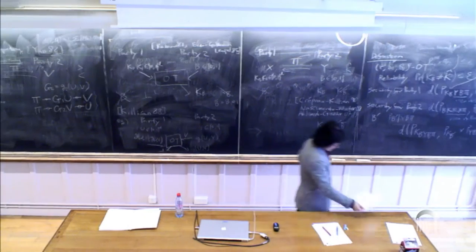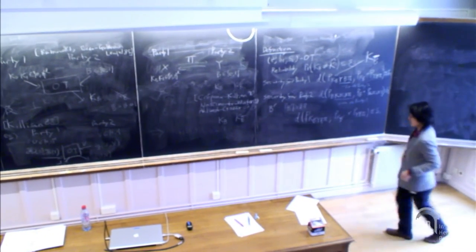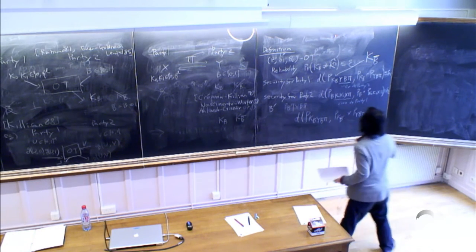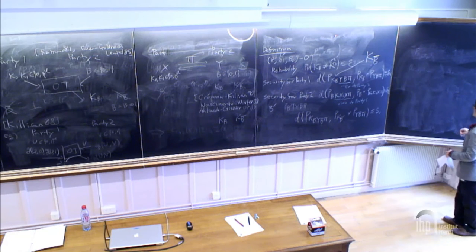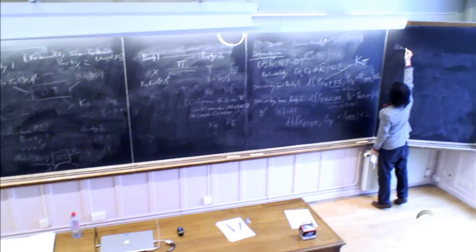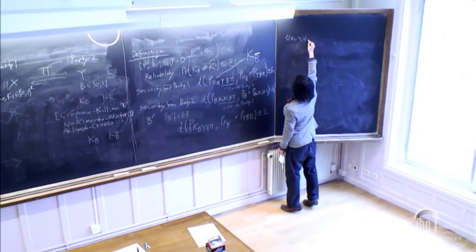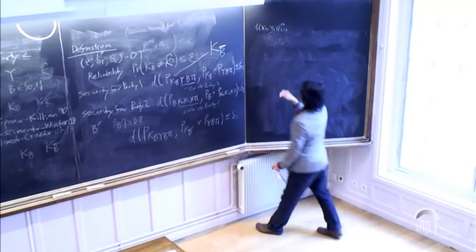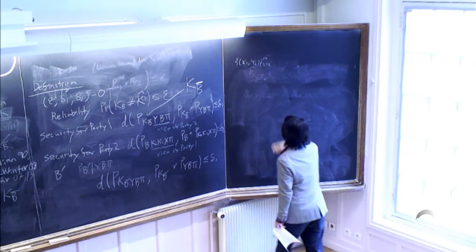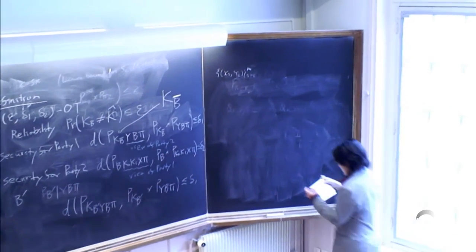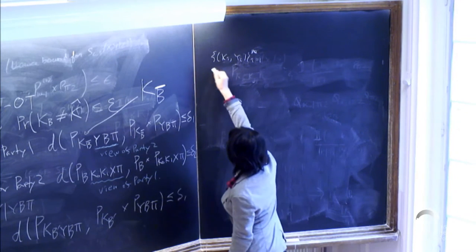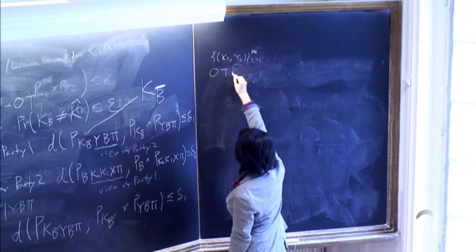Okay, so let's continue. We defined the security definition already. This is all single shot, but let's move to the IID, asymptotic case. So X_i, Y_i is a sequence of IID random variables. In this case, we can define something called OT capacity.